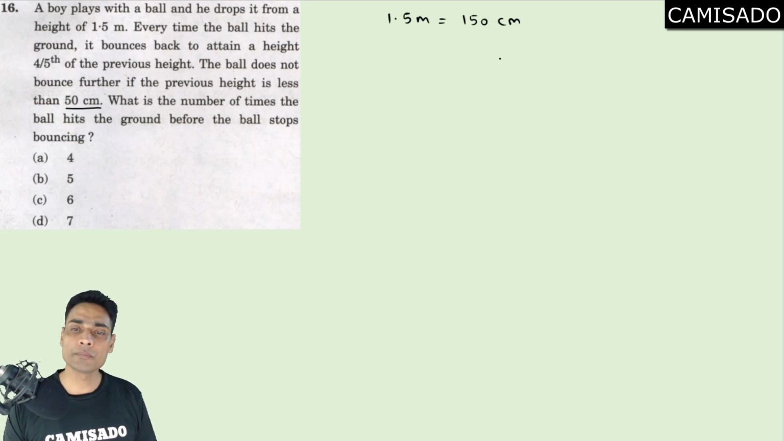Means when you drop a ball, it bounces back to a height of 4/5 of the original height from which the ball has been dropped. The ball does not bounce further if the previous height is less than 50 centimeters. So what is the number of times the ball hits the ground before the ball stops bouncing?